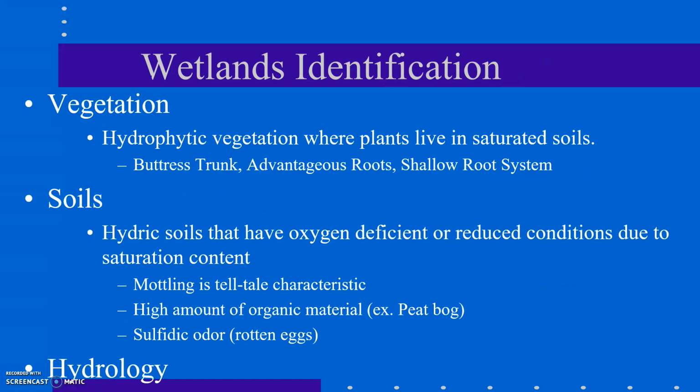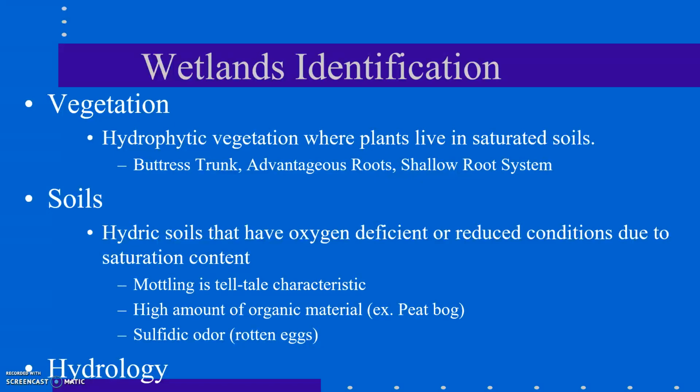So the three key things that we look for when we're defining whether or not a wetland is present in a particular area are hydrophytic vegetation, hydric soils, and hydrology. And each of those are defined on the screen in front of you. Hydrophytic species are basically plants that morphologically or physiologically adapt in order to grow in wet environments as well as soil conditions that are oxygen deficient.